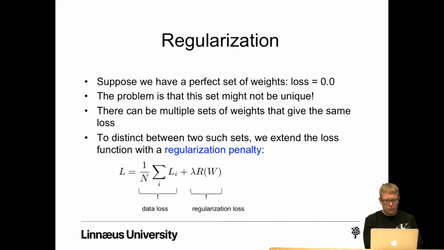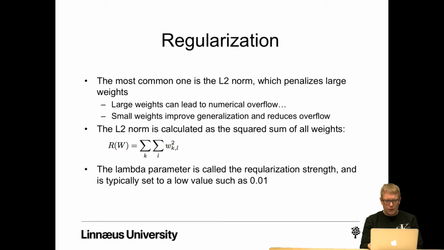So the loss is 1 divided by the number of training examples times the sum of the loss for each training example, plus some constant multiplied by the regularization loss for the weights. The most common one is the L2 norm, which penalizes large weights, since large weights can lead to numerical overflow and numerical instability. Small weights improve generalization and reduce the problem of overflow.